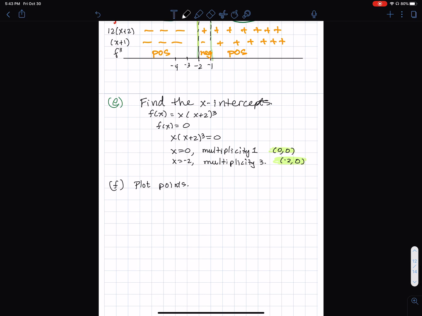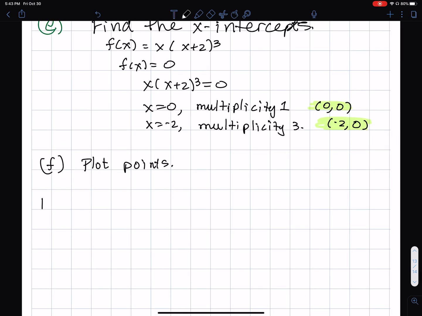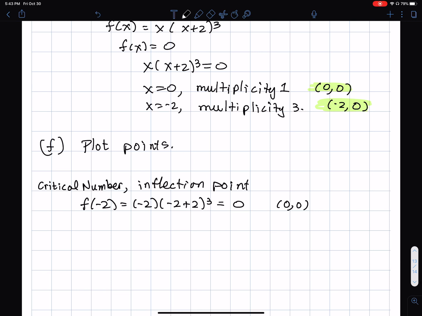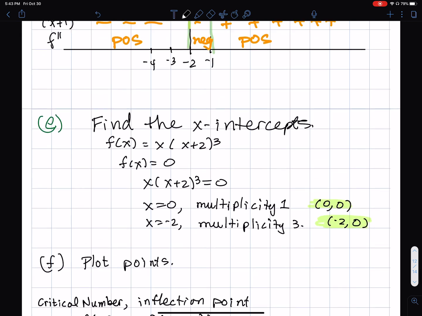starting our inflection point, which is also a critical point, and it's an x-intercept. So we have a critical number, which is an inflection point, and that was at -2, and we got -2 times (-2 plus 2) cubed, which is 0. So we already have that (0, 0). We already did that when I found the x-intercept.